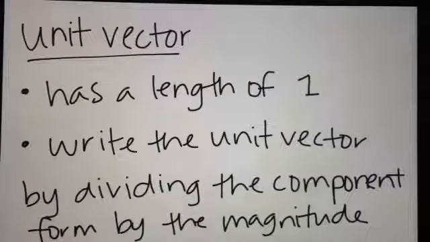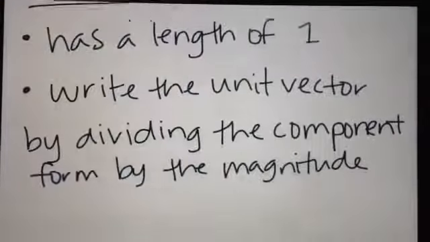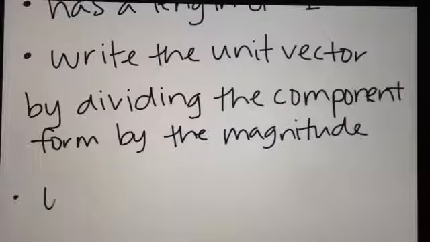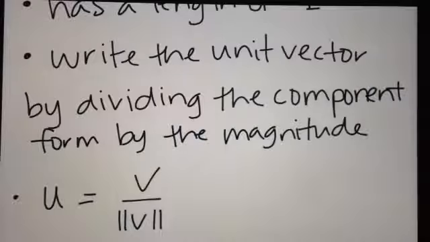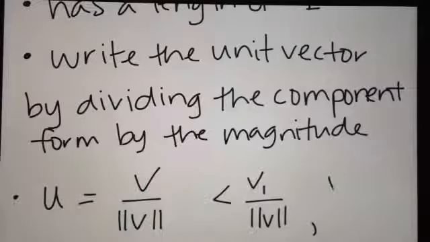If you have a vector, it has a horizontal component and a vertical component already, and if you take that and divide it by the overall length, it's going to shrink it down and make it a length of 1. So the way that we're going to write this is we're going to say that a unit vector is the original vector divided by its magnitude. We think of that as the first piece divided by the magnitude and then the second piece divided by the magnitude, and we're going to write it like that.